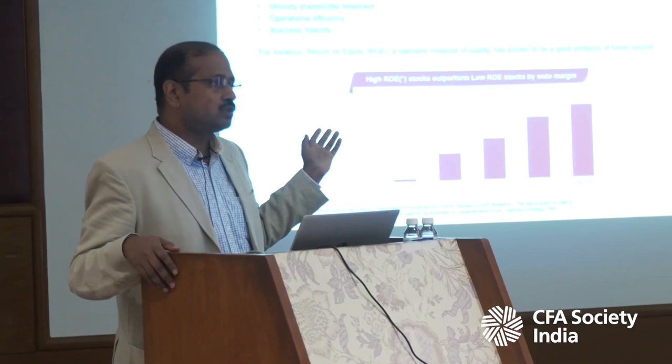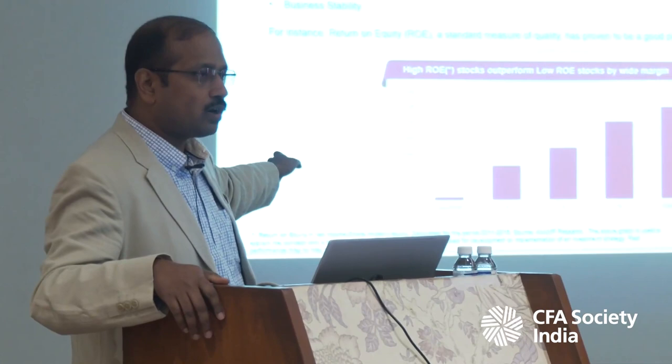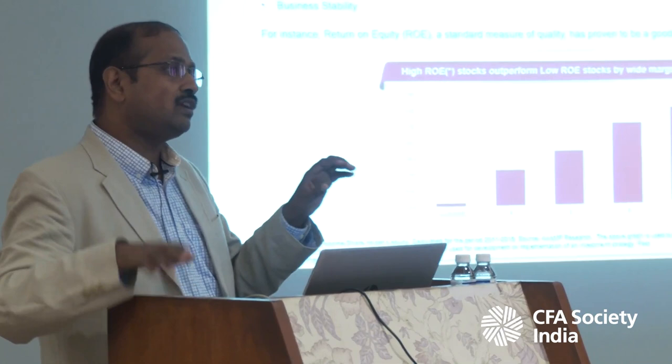You could do this across parameters. So here what I've done is you've taken the best ROE stocks, and then you looked at the low ROE stocks, and then you ask, does the market actually reward high ROE stocks over low ROE stocks? This is the simplest measure. And from there on, there are multiple other ways that you can evaluate your results.